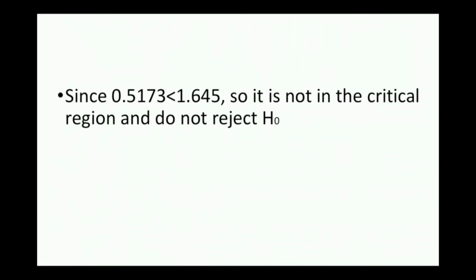Since 0.5173 is smaller than 1.645, it is not in the critical region and we do not need to reject the null hypothesis.